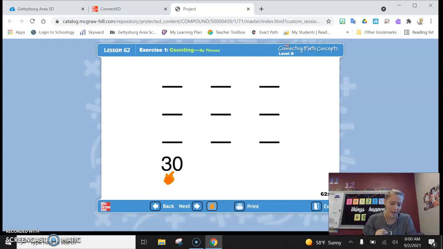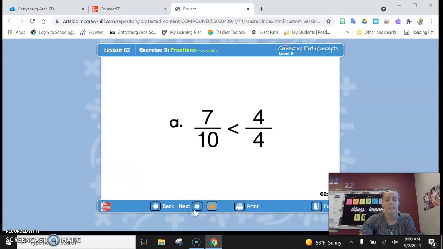Look at A. A, we have 7 tenths and 4 fourths. Which one would be bigger? Yeah, 4 fourths. 4 fourths is equal to 1 whole. So when you do that one, it should end up looking like this. Why? Because 7 is smaller than 10, which means that this fraction is less than a whole, because only 7 out of 10 are filled in. 4 out of 4 would mean the whole thing is filled in. We have 1 whole.